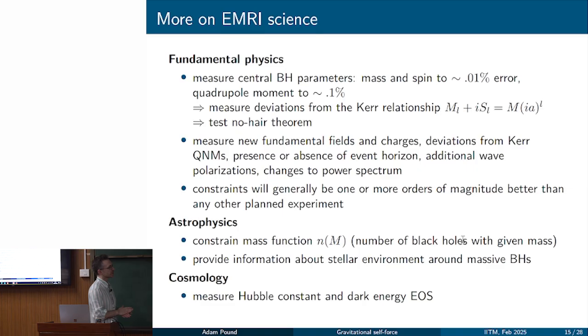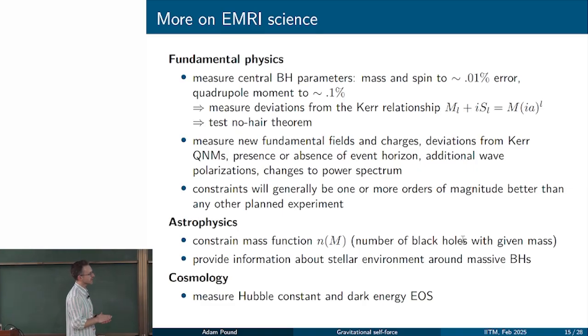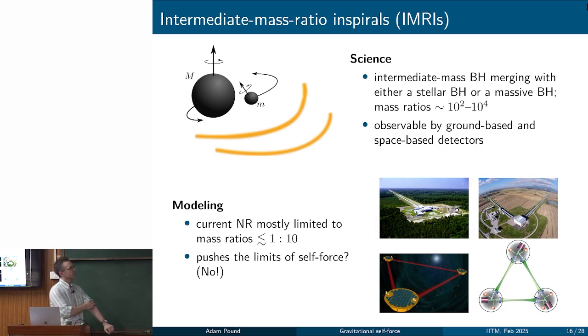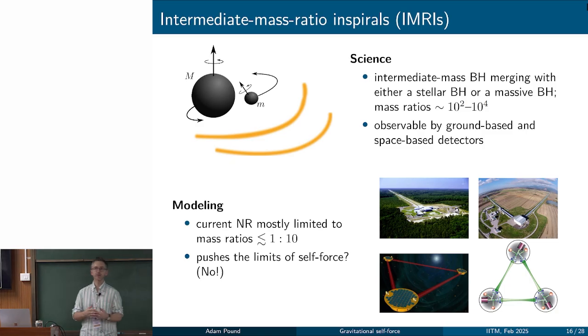And finally, if you measure a fair number of EMRIs, you can use them as kind of standard sirens, and you can measure the Hubble constant to about 1% precision, we expect, which is broadly competitive with other types of cosmology experiments.